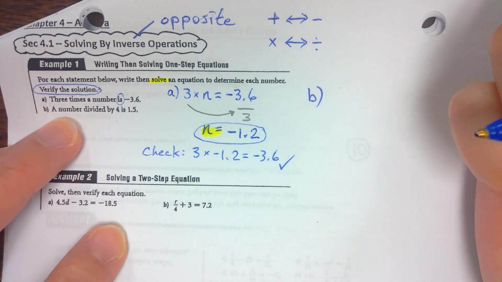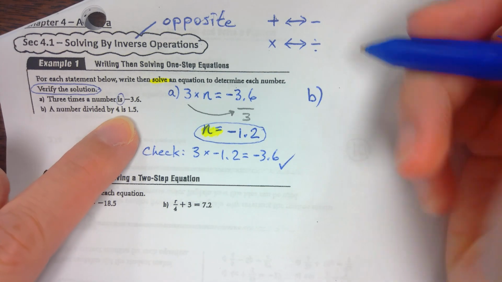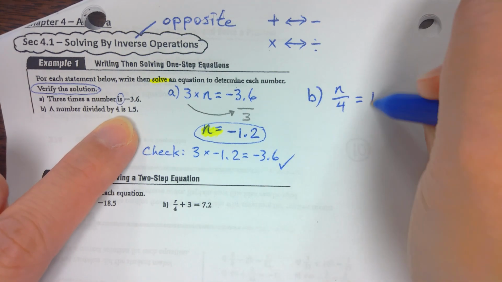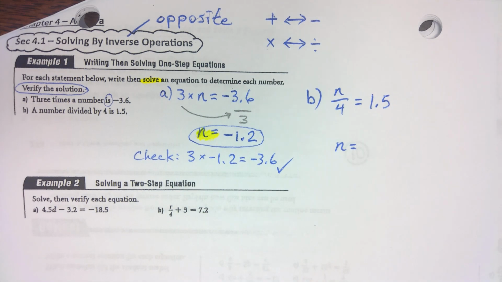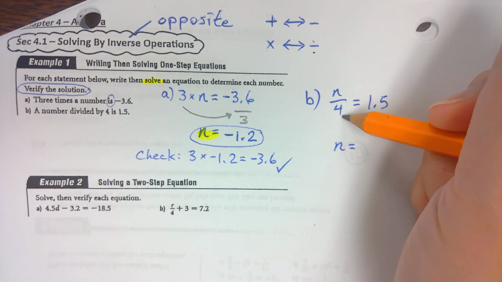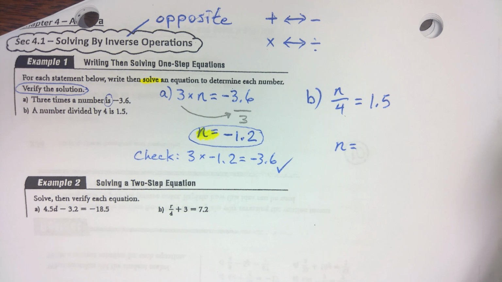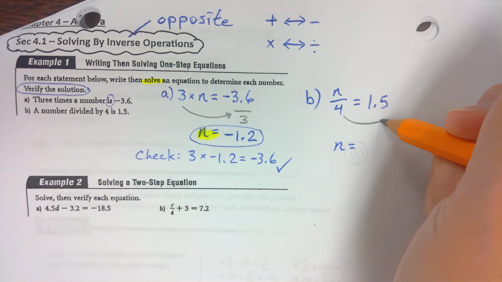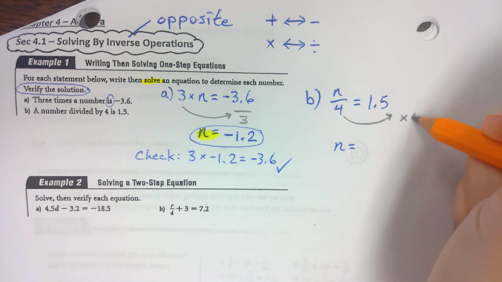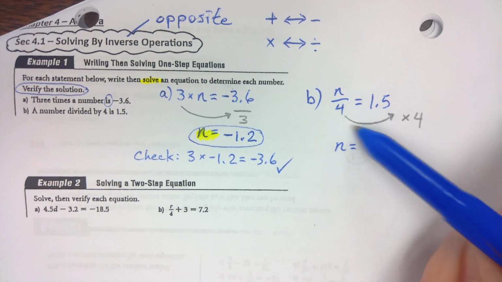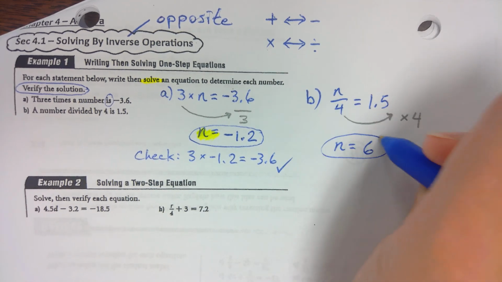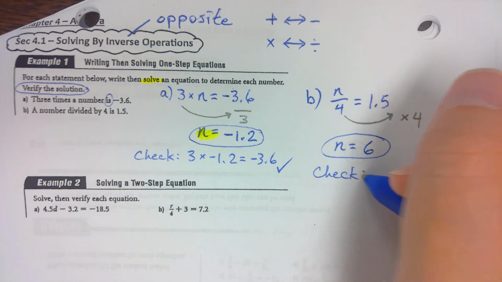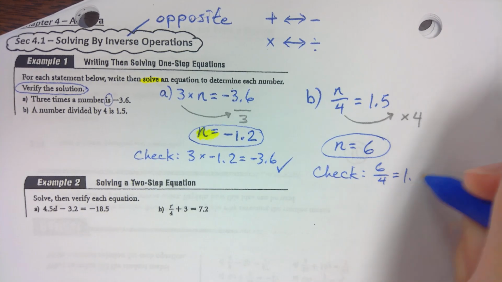B, a number divided by 4 is 1.5. Michelle? 10 divided by 4 equals 1.5. Perfect. And remember, my goal is to solve for the variable. So what do I have to move away? I want just n by itself on one side. So what do I have to move away from the n? Yep, move the 4. And how should I move it? Right, because opposite. So instead of dividing, when I move it over to the other side, I'm going to times. So 1.5 times 4, I get 6. Check my answer. 6 divided by 4 does give me 1.5, so I know it's correct.